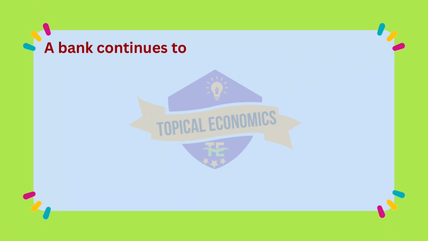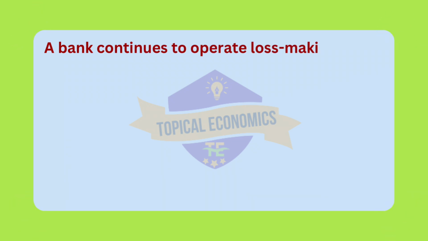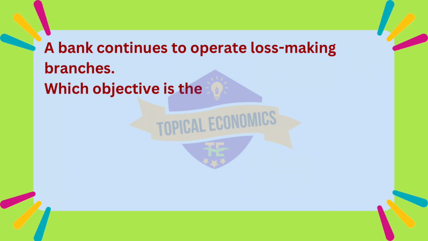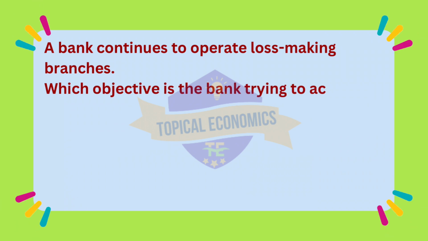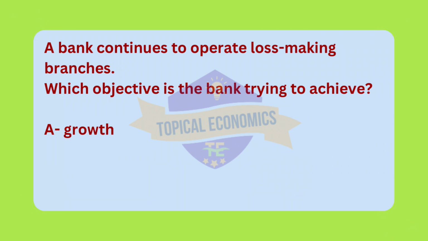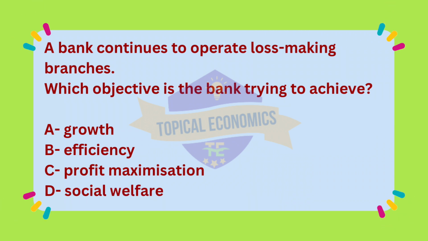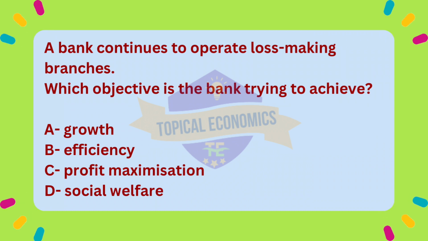A bank continues to operate loss-making branches. Which objective is the bank trying to achieve? A. Growth. B. Efficiency. C. Profit maximization. D. Social welfare. Reference, 2022 May-June version 2. The objective the bank is most likely trying to achieve by continuing to operate loss-making branches is option D.